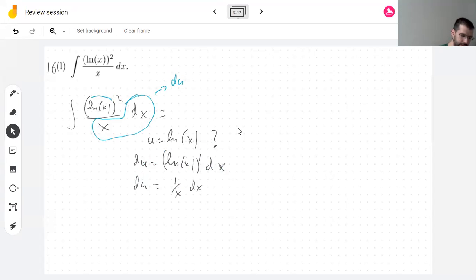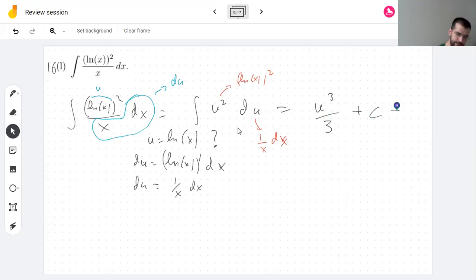So this is going to be u squared. And this is the integral of u squared du. U was the logarithm of x, and du was 1 over x dx. And we know the indefinite integral of u squared is u cubed divided by 3. It's what gives me as derivative u squared. And if I go back in the substitution, I get log x cubed divided by 3.